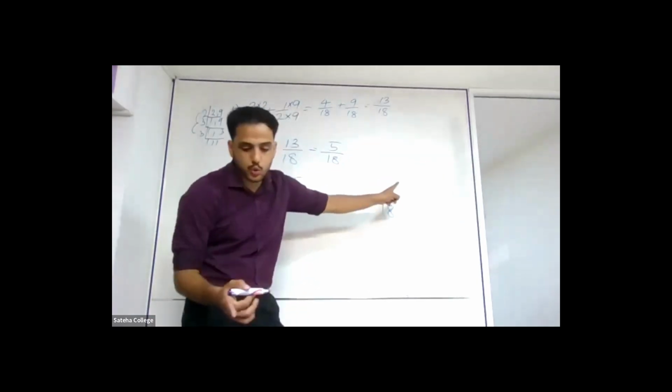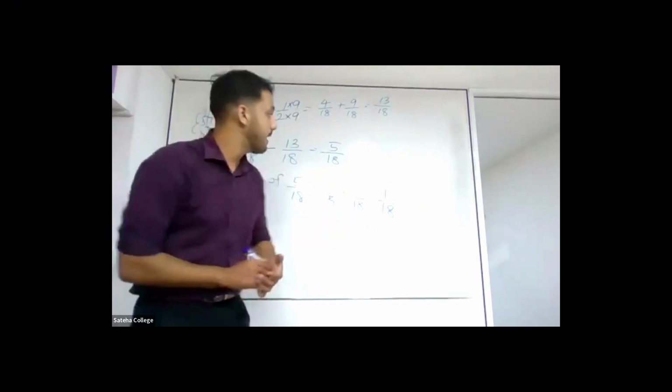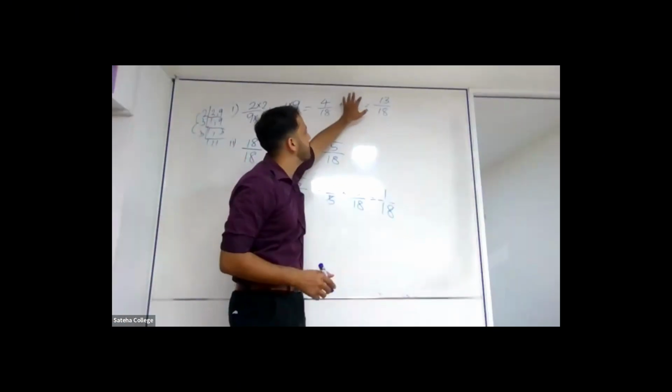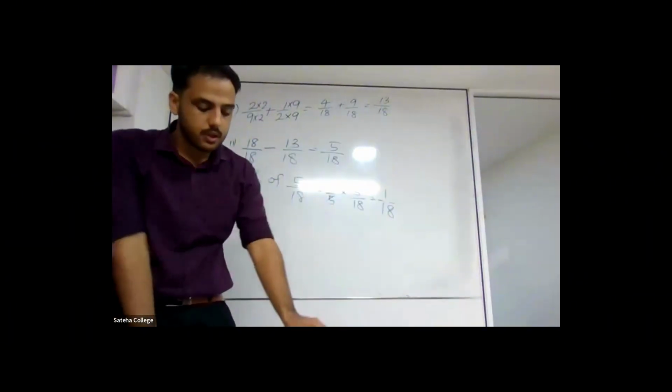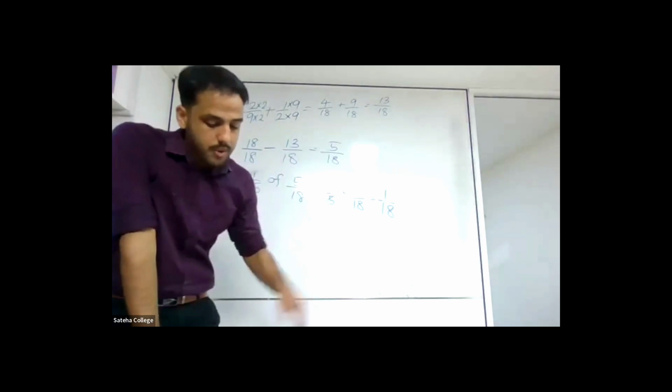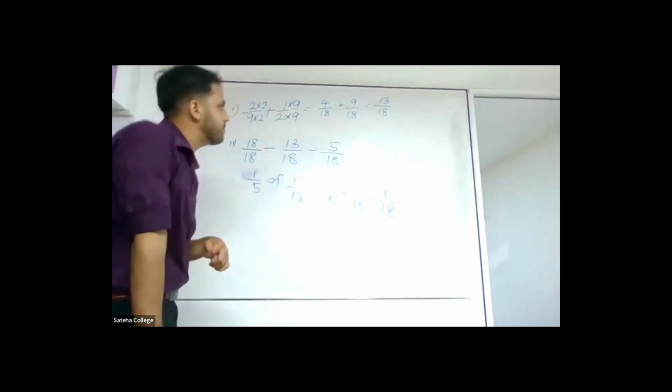Now one part is used for what? Is used to buy books, right? 4 parts for musical instruments, 9 parts for sports. Now 1 part to buy books, right? Row number 3. The amount remaining after purchasing goods.